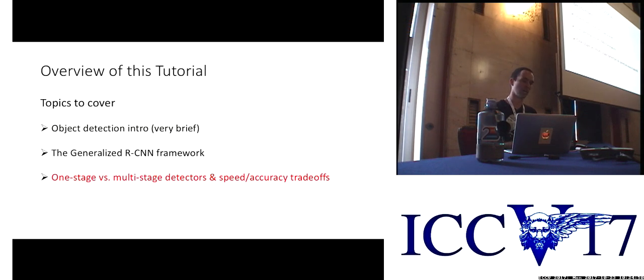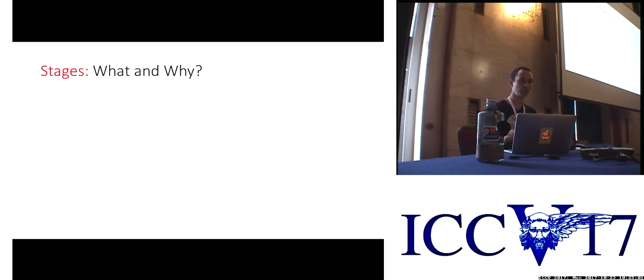Okay, so now I want to move into the second part, which is a bit shorter, and that's going to cover one-stage versus multi-stage detectors and also a related topic of speed and accuracy trade-offs. Okay, so what is this idea of stages and why do we need them?